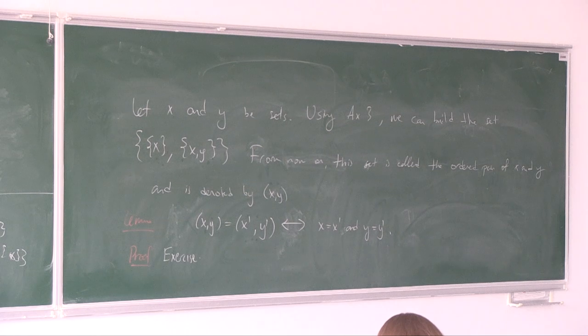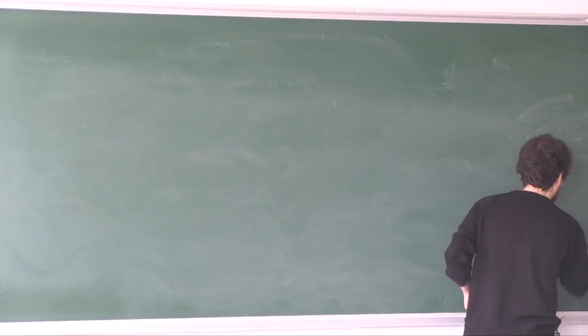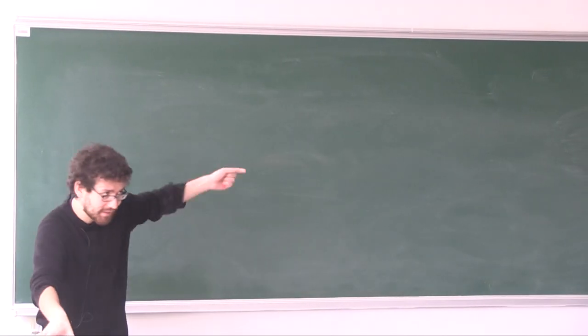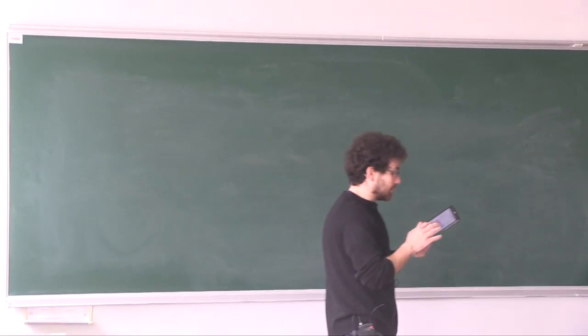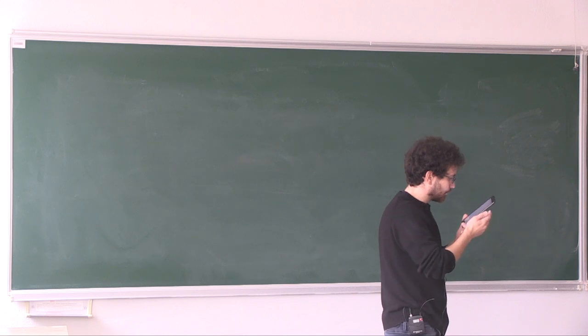Now, we introduce ordered pairs. That's good. I have three axioms. I am able to build certain sets. But unfortunately, no sets with more than two elements. I mean, they probably exist. Actually, they exist, but these axioms do not allow me to prove that. OK, so we did that.